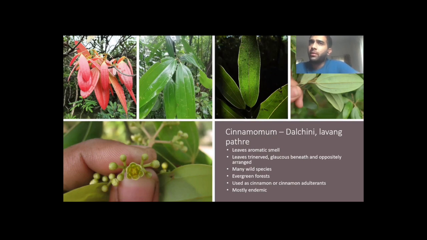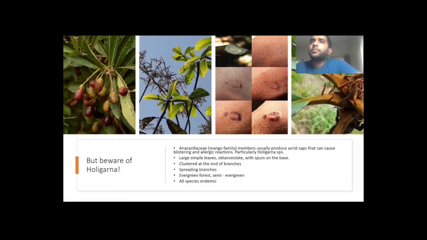Many of these tree species are endemic to the Western Ghats, found only here. Some of them are cultivated. Cinnamomum verum is cultivated. Another cinnamomum they sometimes used to adulterate the main spice, cinnamon. Yeah. And there are some plants you should be careful of also.